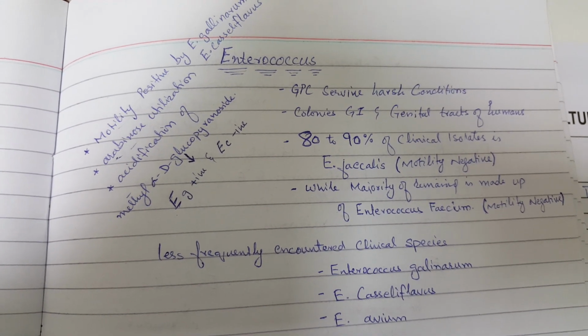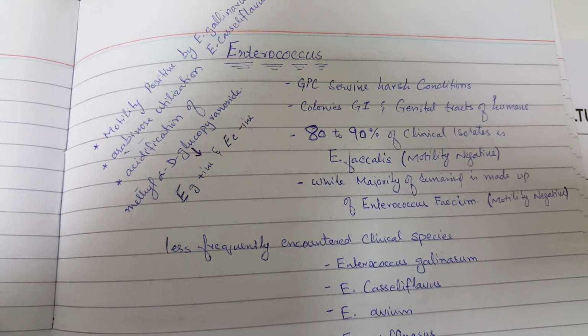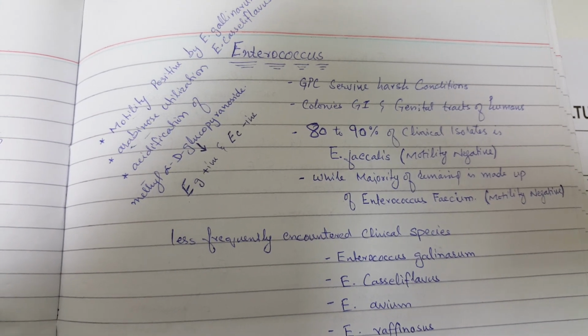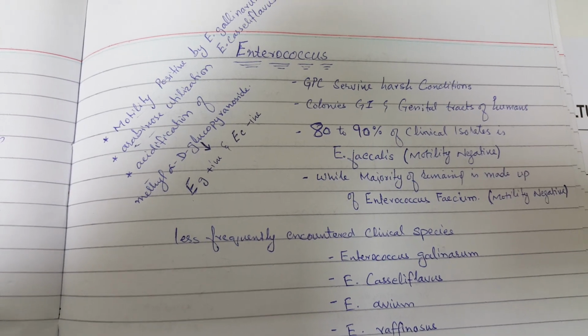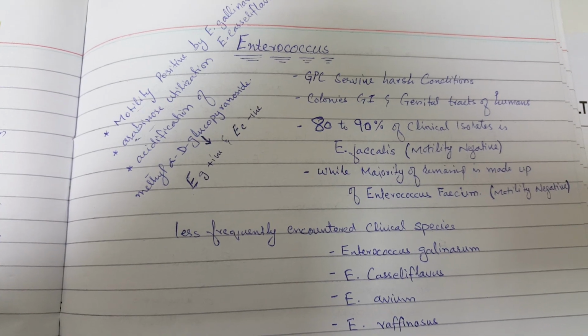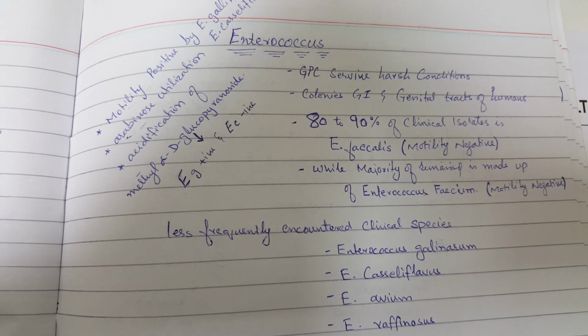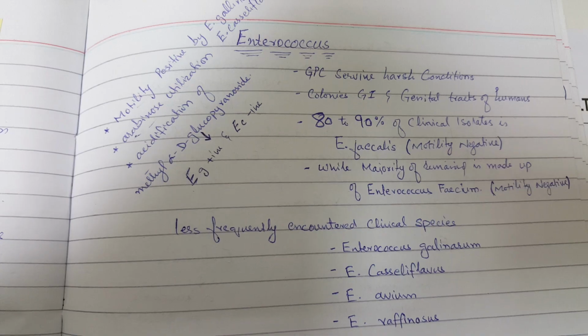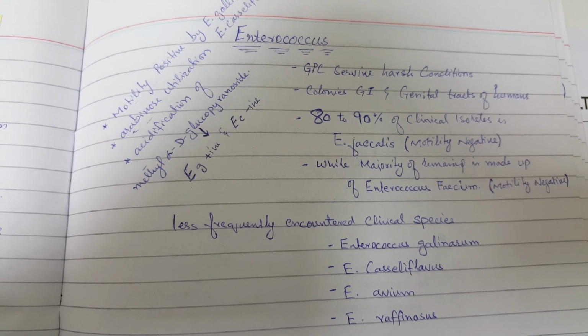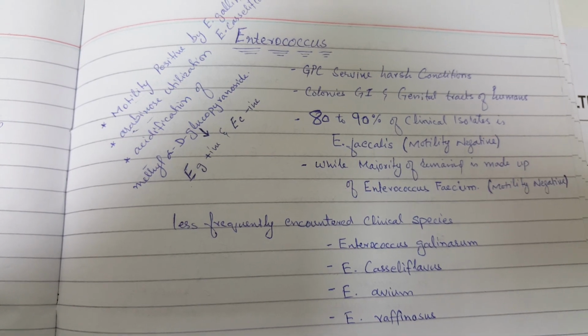Enterococcus is a gram-positive cocci. It survives harsh conditions and is normal flora of the GI and genital tract of humans. 80 to 90% of clinical isolates are Enterococcus faecalis, and the remaining majority is made of Enterococcus faecium, and both of these organisms are non-motile.